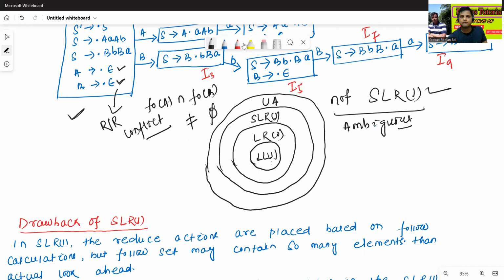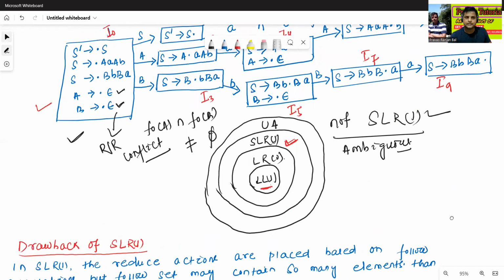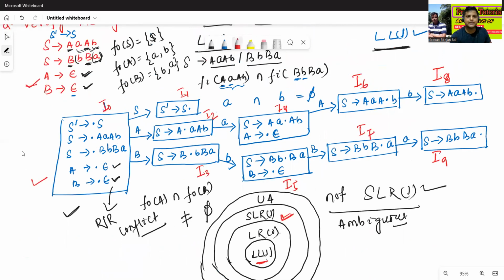Every LL1 grammar is SLR1, but every SLR1 grammar need not be LL1. That means if a grammar is LL1, the grammar must be SLR1. But in this case, this grammar is LL1 but not SLR1. How is it possible? This is the actual theory. If a grammar is LL1 it must be SLR1, but every SLR1 grammar need not be LL1. But here it contradicts. In this question, grammar is LL1 but not SLR1.